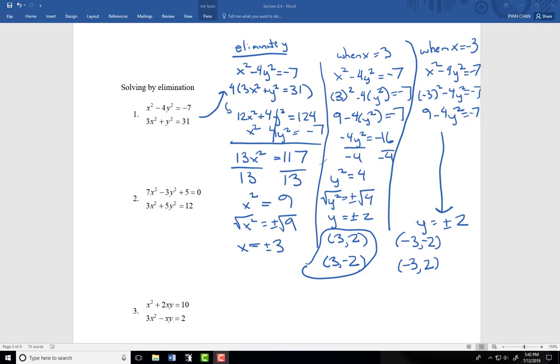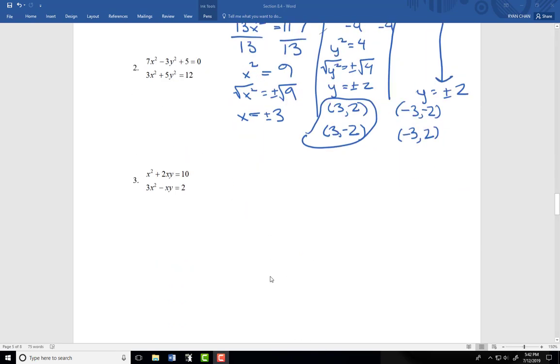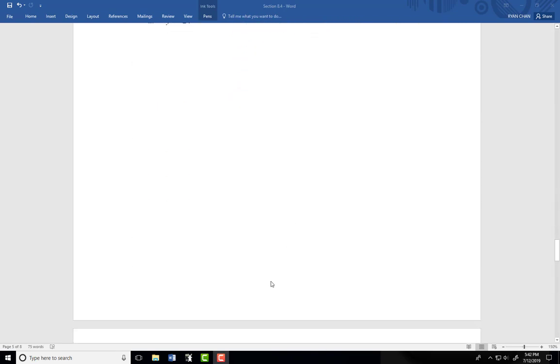So let's just do one more example. I'm going to scroll all the way down. I'm going to do number 7, which is actually the same as number 6. I want to do this one because this one's a little bit trickier.